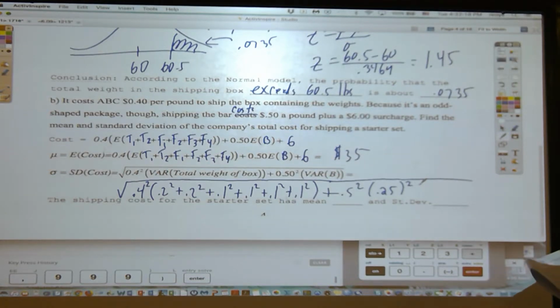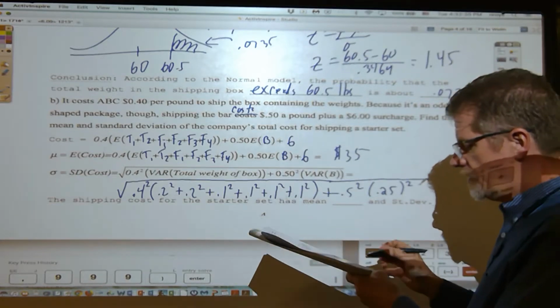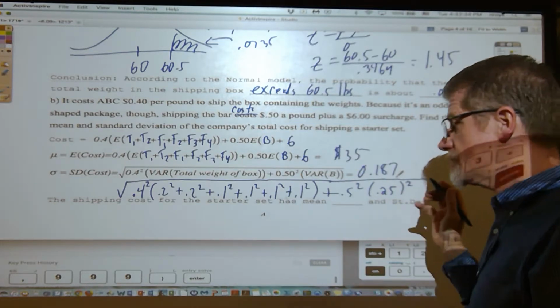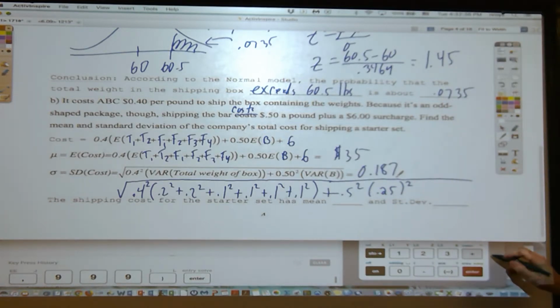And if you take the time to type that in, you should get 18.7 cents. Standard deviation of $0.187. Let's check that to make sure it's right.